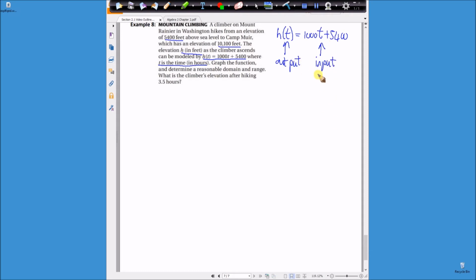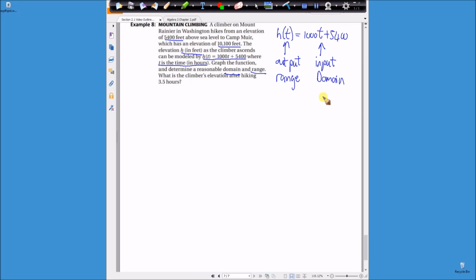In other words, t are my domain values, and h of t, or h, are my range values. So when they're asking to graph the function and determine a reasonable domain and range, we said earlier domain is input, range is output. So it's important here to figure out which one's which.